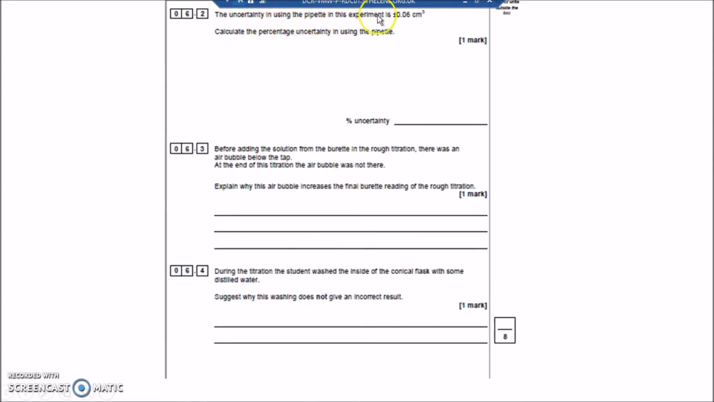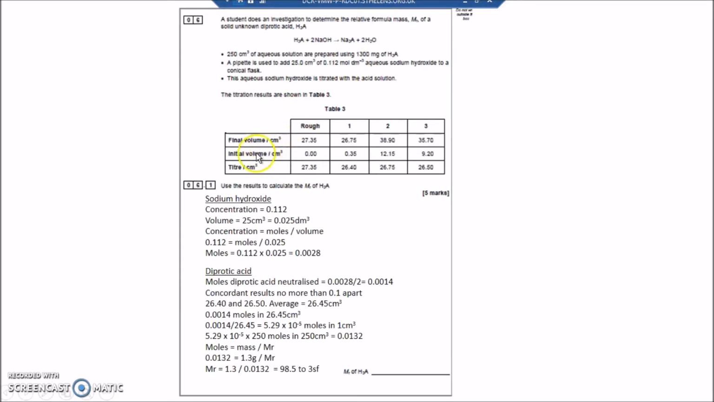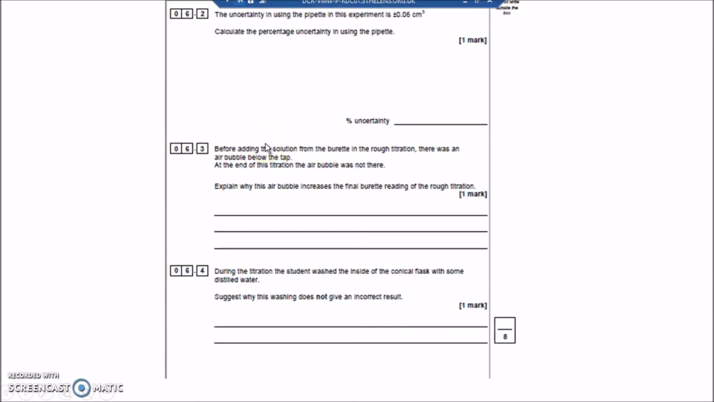The uncertainty in using the pipette is 0.05. Remember, you're taking 2 readings though, so what actually happens is the error is 0.06 per reading. So because I'm taking 2 readings, a start reading, an initial volume and a final volume, I have to multiply my error by 2, because every time I do a reading, that's the error that could occur. So 0.06 times 2 is 0.12, and then my percentage error is how far out it could be divided by my reading, which is my average of my 2 concordant results, 0.12 divided by 26.45, multiplied by 100% for a percentage, 0.45%.